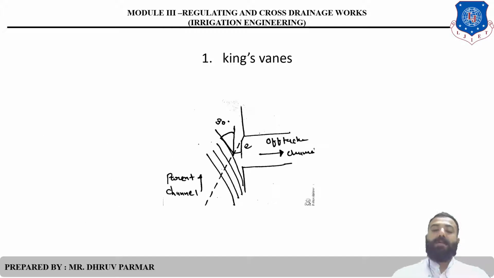So this is a King's vane. This structure is provided at the parent channel of the canal. In the parent channel, vanes made from RCC or steel are provided, called King's vanes. The angle to the direction is 30 degrees. And what is the spacing between the vanes? One and one half times the depth of the canal. And what is the height of that vane? It is one-fourth of the depth of the canal. So this King's vane prevents the entry of silt into the canal.